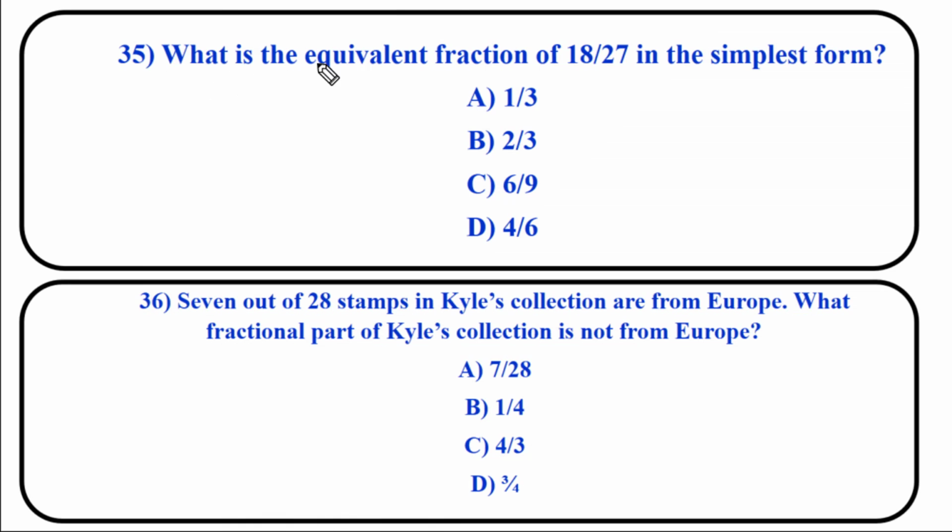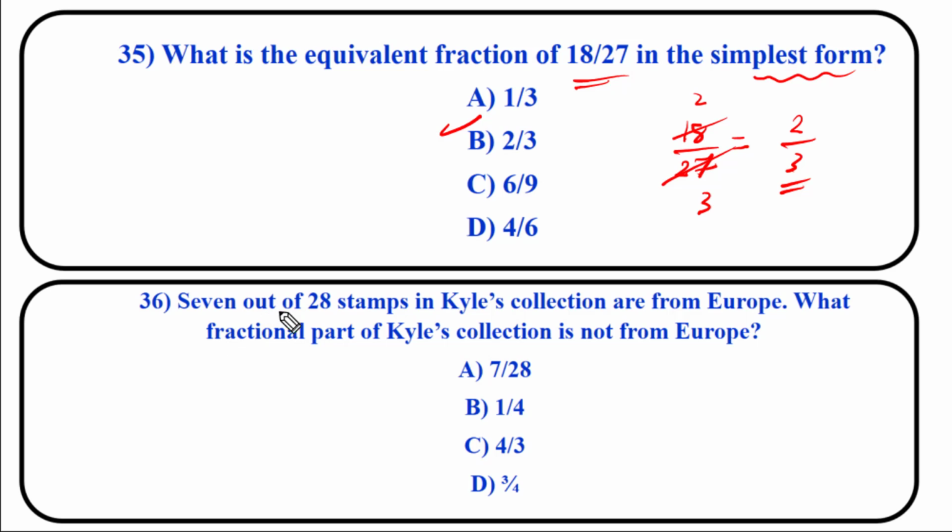Number 35, what's the equivalent fraction of 18 over 27 in the simplest form? To put this fraction, which is 18 over 27, in the simplest form, ask yourself, what's the greatest common factor of 18 and 27? Yes, is 9. We can divide here by 9. 18 divided by 9 equals 2. 27 divided by 9 equals 3. So it will be in the simplest form equals 2 over 3. So the correct answer here is B.